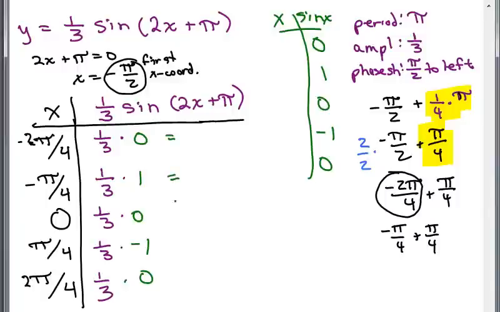Of course, you don't have to show that step. You could do that in your head, but you do have to know these values over here. And remember, that's for the usual values we have for sine.